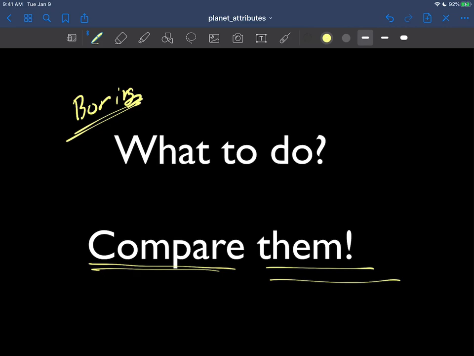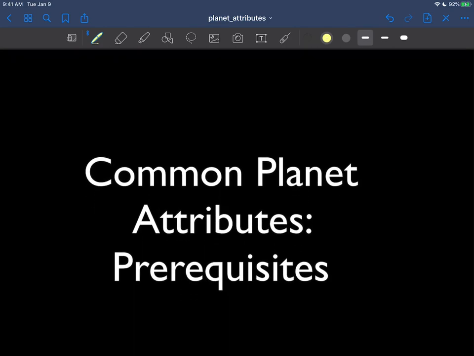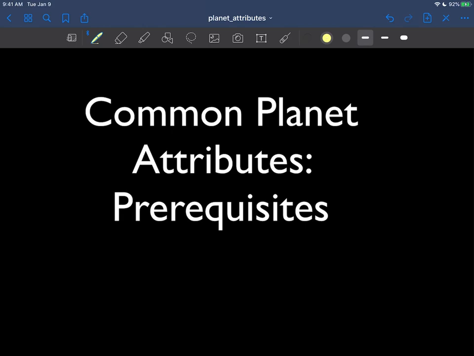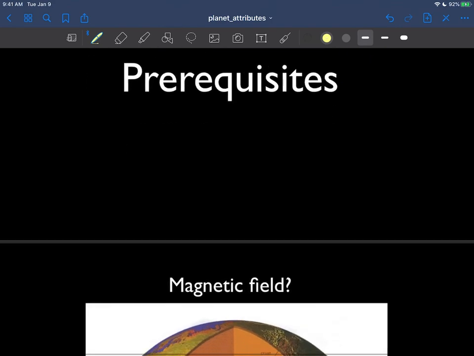You might think, well, the terrestrial planets are all going to be similar and the gas giants are similar, but no such thing. They're very different and very interesting in that regard. So what we'll look at as we move on, there will be some common planet attributes that we'll look at. And so here's sort of the prerequisites for that.